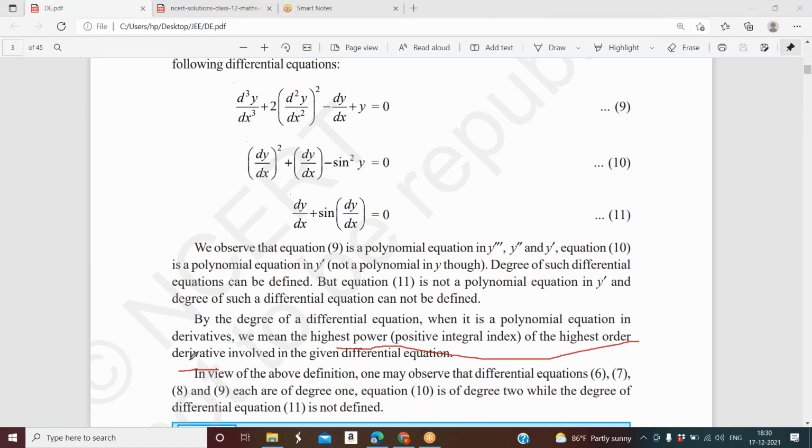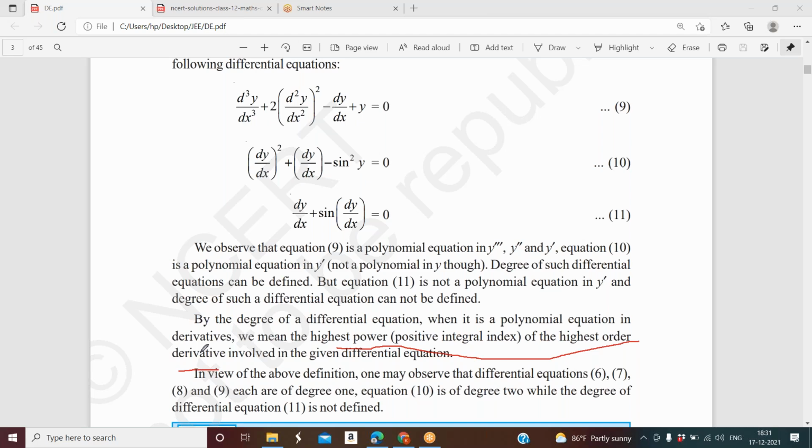The order of the differential equation we have already defined. Order means the highest order derivative: d cube y by dx cube, a third order derivative, or d square y by dx square, second order, or dy by dx, first order. So that is what order is. How many times you are differentiating the given equation with respect to x, that is the order.